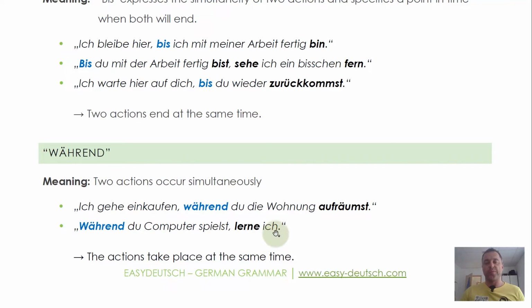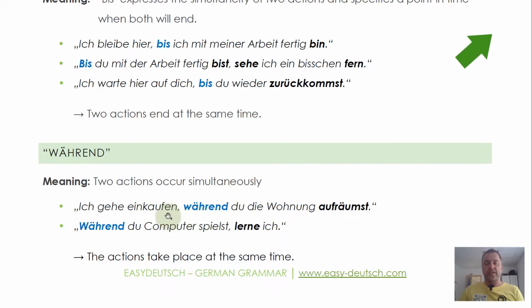Während du Computer spielst, lerne ich. While you're playing computer, I learn. So sorry for the translation. Here, the English as conjunction is while. You have während also as a preposition, then it's during. So if you want to learn more about während as preposition, please check out my preposition videos, which I will link in the info cards for you.